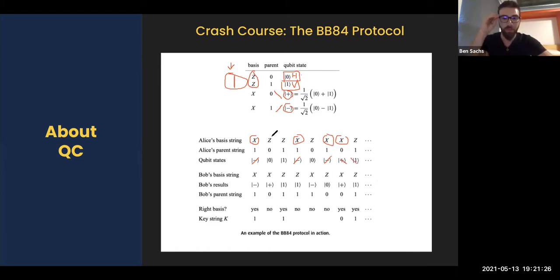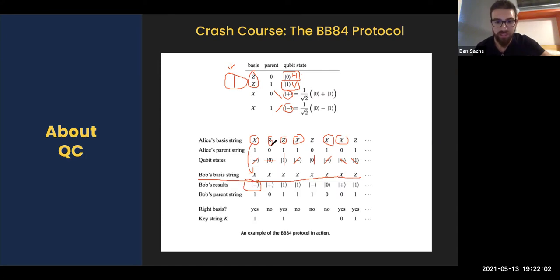And then we're also preparing states in the Z basis, where 0 is horizontal. So we have horizontal, vertical, vertical. Alice goes ahead and sends those qubits to Bob. Bob is going to pick a random set of bases to measure them in. Let's say here he picks X, so he picks right, and he gets the correct result.